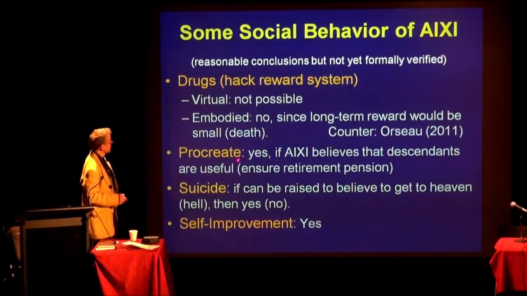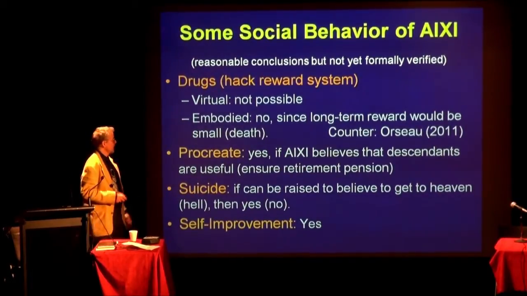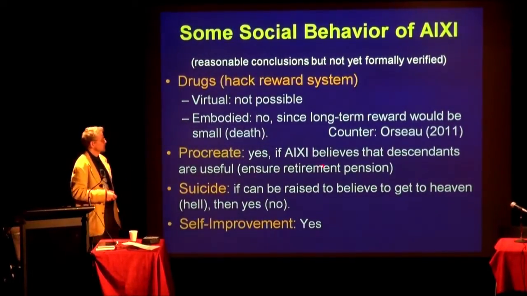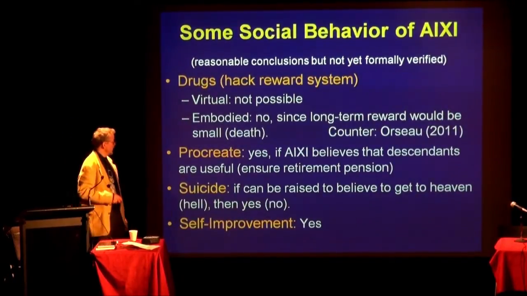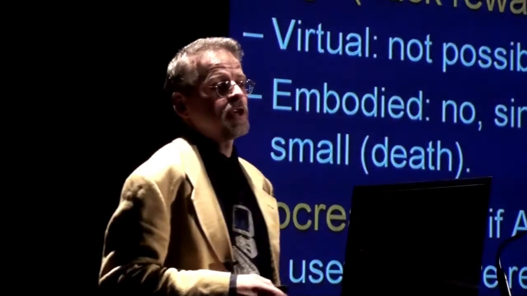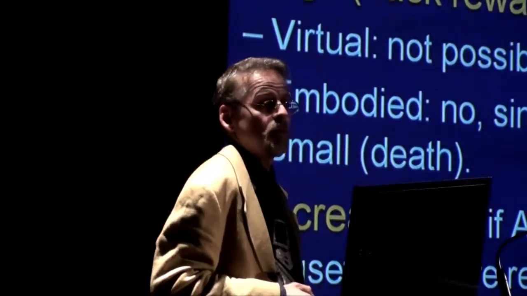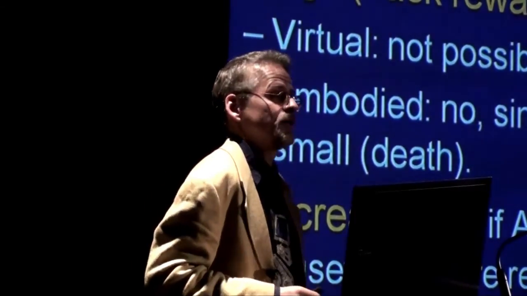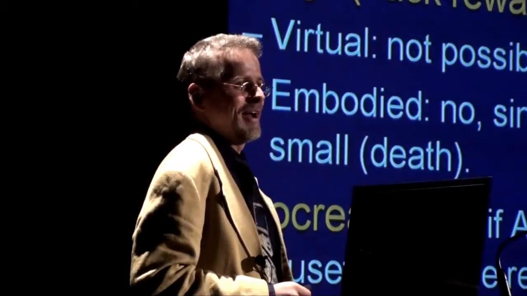And, well, there are other questions. Do we procreate? Yes, sort of, if IXC believes that it's useful. Well, you can ask about suicide, yeah? So if you raise IXC to believe in heaven, then the most rational action would be to commit suicide, right? I mean, if I define heaven to be always having reward 1, hell always having reward minus 1, that would be the natural action. The question is whether you can convince IXC about heaven, right? I mean, he's so smart, we'll probably have a tough time. Okay, I'll leave it like that.